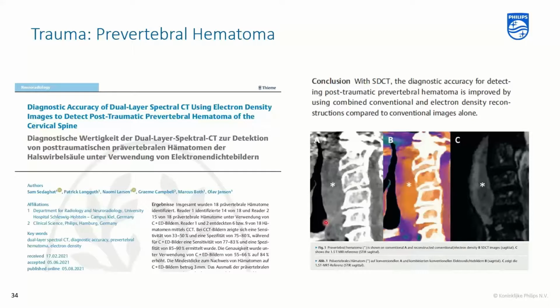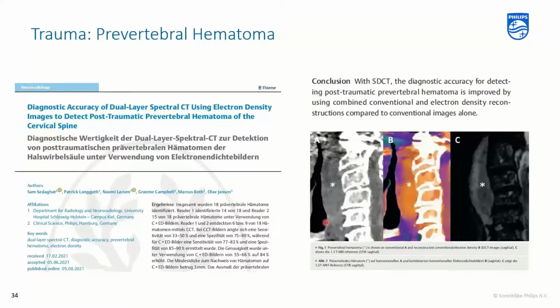And we actually did a study at the UKSH in Kiel, where we looked at this and looked at electron density. Now, I didn't talk much about electron density, but essentially it's the opposite of atomic number. As I mentioned, the attenuation comes from the energy, the atomic number, and the density of the material. And if we can focus strictly on the density, that's where we see the changes in a bleed, because a bleed is non-flowing blood.